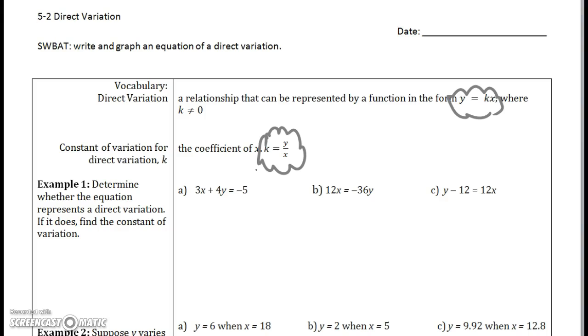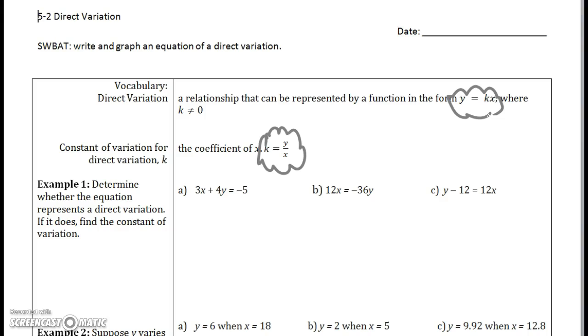Two things to try to memorize, but if you don't remember this one, not that bad, because we will always have this in our back pocket. y equals kx. Don't forget it.